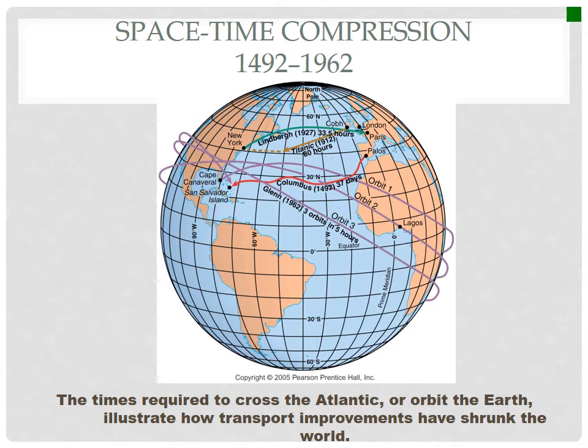And space-time compression, so the time that it required to cross the Atlantic or orbit the Earth has changed quite a bit because of technology. It took Columbus 37 days to get from Spain to San Salvador, yet 300 years later, it took John Glenn 5 hours to orbit the Earth 3 times, so things have changed quite a bit. So space-time compression is that the distance over time to travel around the Earth has decreased quite a bit.